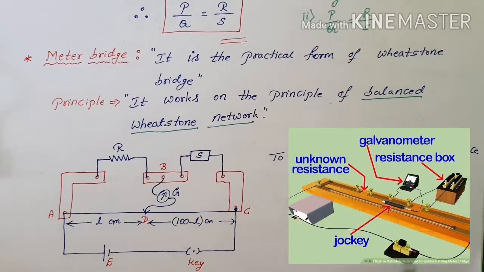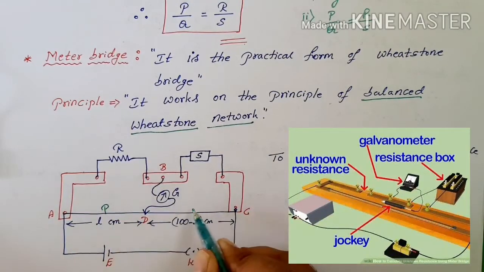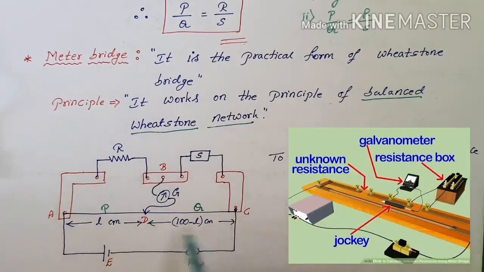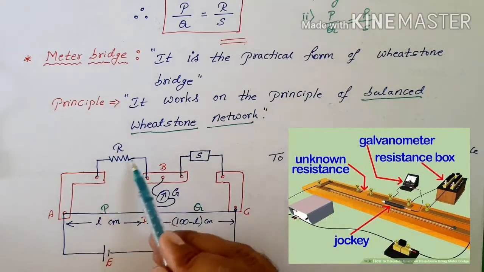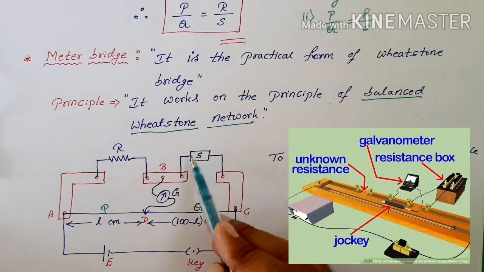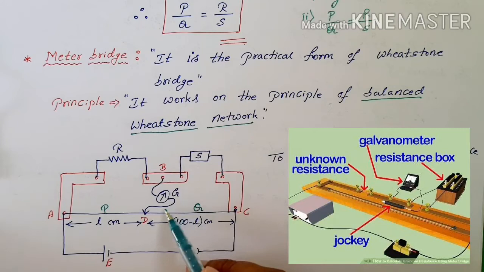Here we consider the length one as P, this as Q, this as R, and this as S. This is what we call a meter bridge. It has a wire of 1 meter length, which is connected to your cell and a key, and this is the unknown resistance wire. We place it here, and this is the standard resistance box, and your middle key is connected to the galvanometer and the jockey. We call it a rider, or jockey.